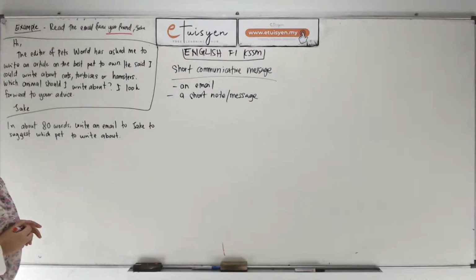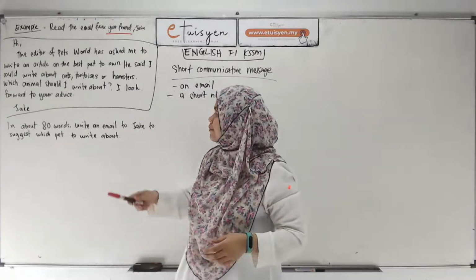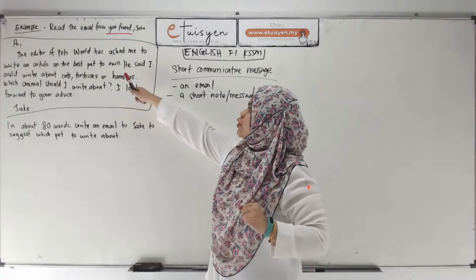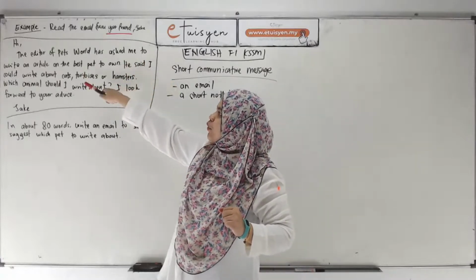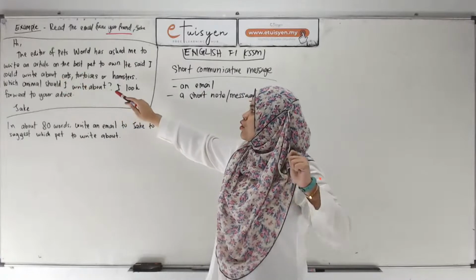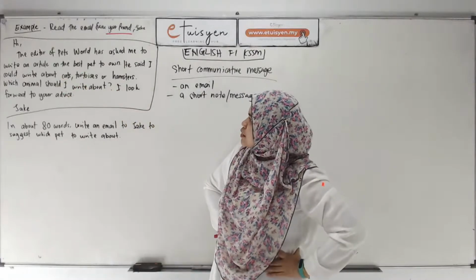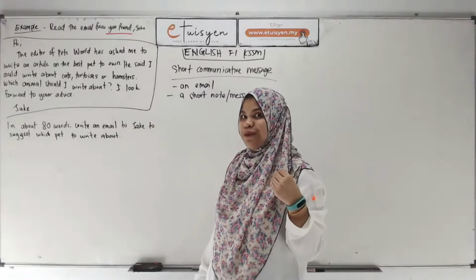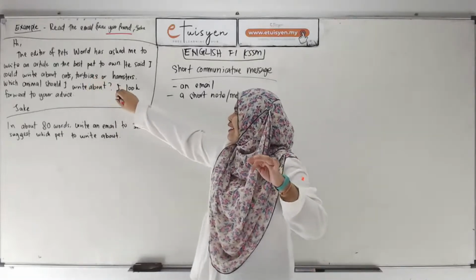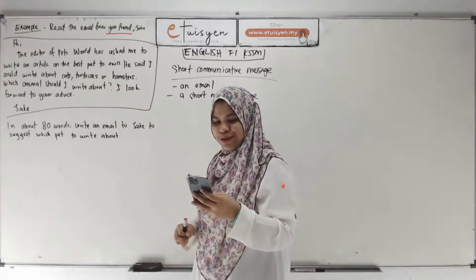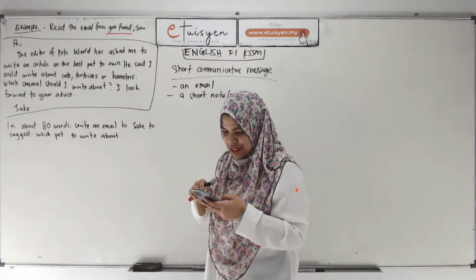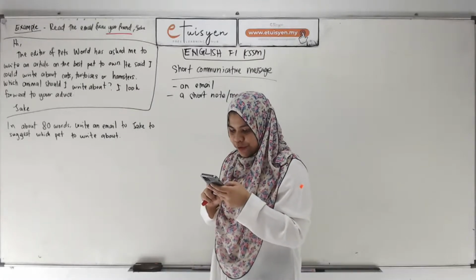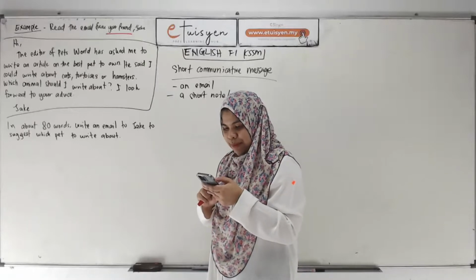Hi, the editor of Pet's World has asked me to write an article on the best pet to own. He said I could write about cats. Okay, how do I say this word? Tortoise? Okay, this is where it's a bit confusing. You know what? I'm going to look it up right now so that I don't give you a wrong pronunciation. One second. Because I've heard some people say it one way, some people say it another way.